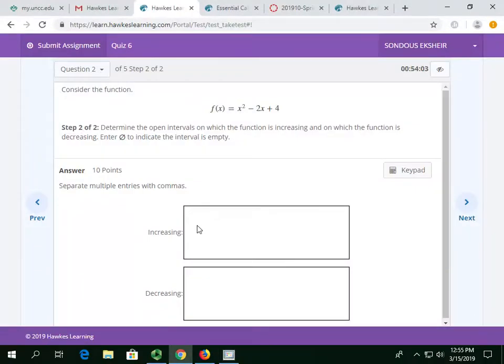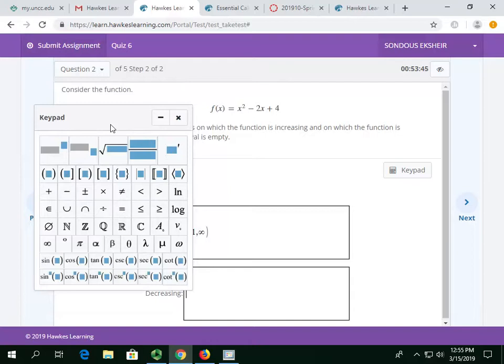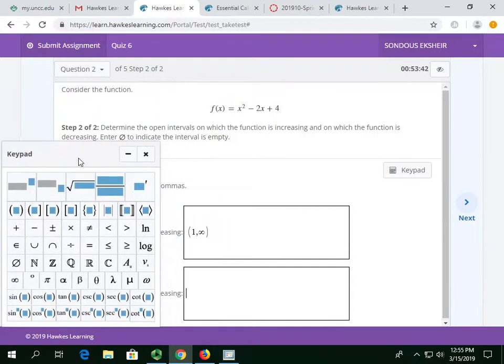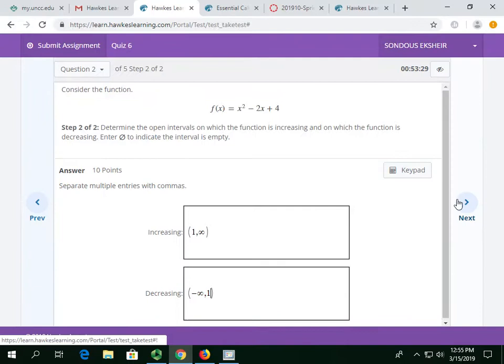It is increasing on the interval, and I can go over here and click on the keypad, and to get an interval, you start with this one right here. The interval of increasing was 1, infinity. We use the infinity symbol right here. For intervals of decreasing, and just to slide this out of the way, you can see it's decreasing there. Intervals of decreasing, parentheses here, from negative, and then you hit your infinity, comma, to 1. Then just click out of it, and that double checks my answer. So I'll go to the next problem.